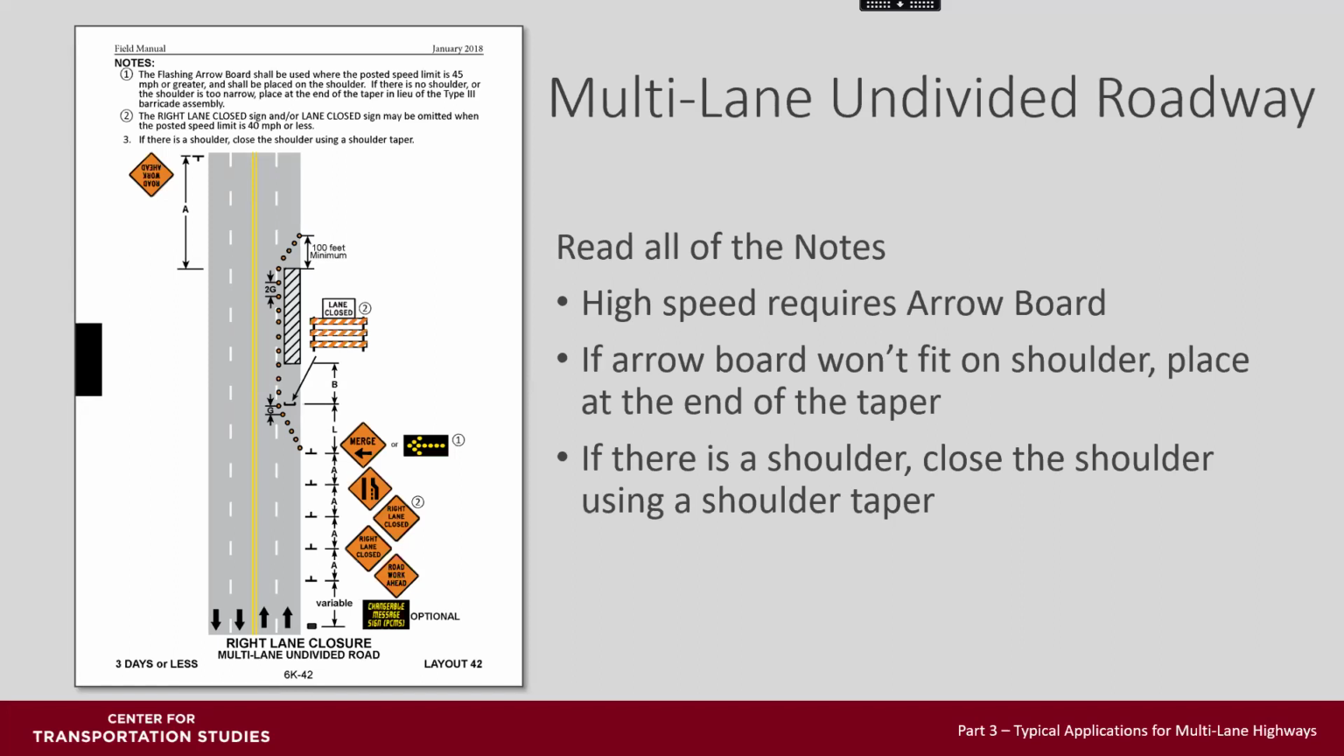If this is on a roadway that's posted 40 miles per hour or less, the right lane closed and lane closed sign may be omitted as noted in note 2. A number of layouts will show this change. Where we used to show interchangeability, the merge sign or the lane reduction sign now is required after the right lane close.